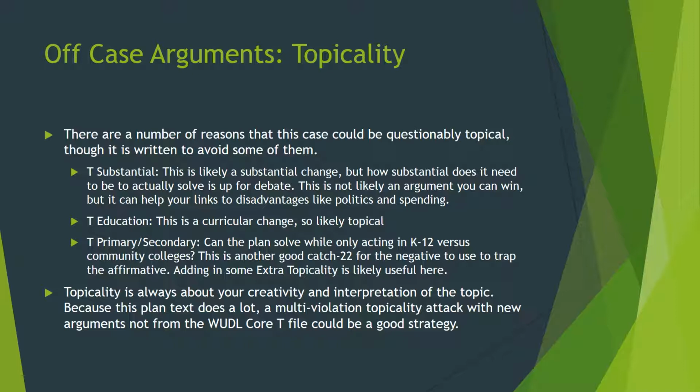You're probably not going to be able to win that the affirmative isn't education, since it's a curricular change. However, you could have a strong strategy based around topicality defining primary and or secondary education. Can the plan solve while only acting in K-12, or does it require community college action as well? Either the plan can't solve without community colleges, or they're untopical by going beyond the K-12 mandate. You can add in an extra topicality violation here to make your violation more threatening. Remember, topicality is always about your creativity and interpretation of the topic. Because this plan text does a lot, a multi-violation attack with new arguments not in the core file could be a good strategy.